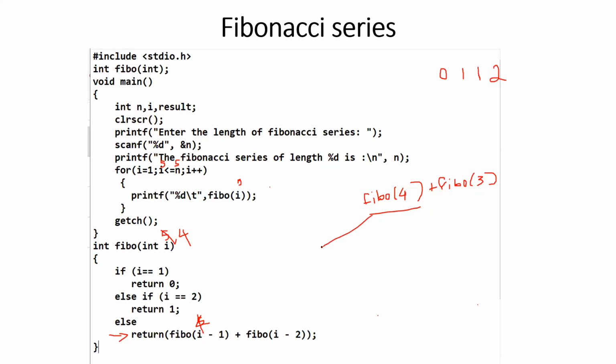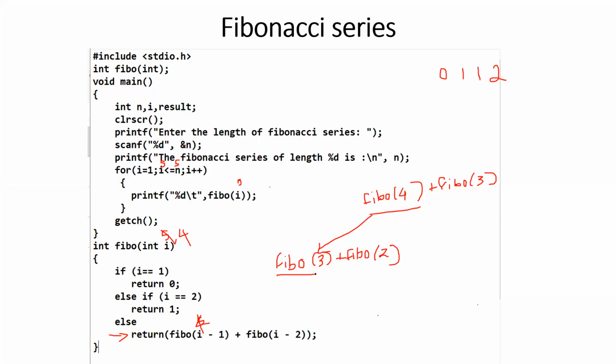Internally, what will this be calling? Tell me. Fibo of 4 minus 1, right? Internally, it will be calling Fibo of 4 minus 1, which is Fibo of 3. To get the value of Fibo of 4, you have to add Fibo of 3 plus Fibo of 2. Understood? I minus 1 is what? 4 minus 1 is 3. Fibo of 4 minus 1. This is 4 minus 2. That is Fibo of 2. Right? So this part, if you want to get the value, you should be finding the value of Fibo of 3 plus Fibo of 2.